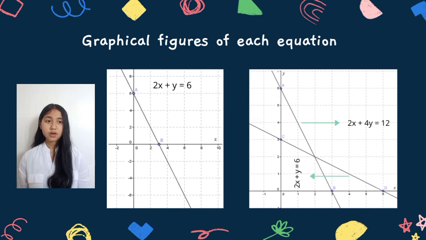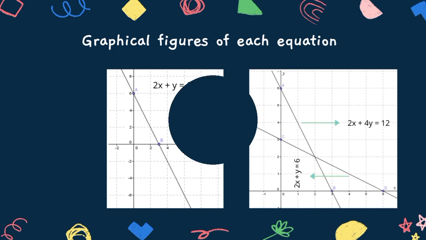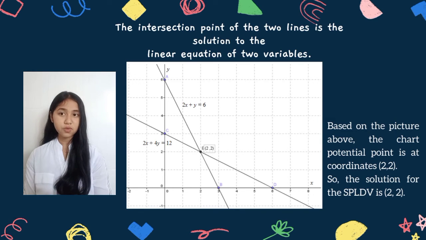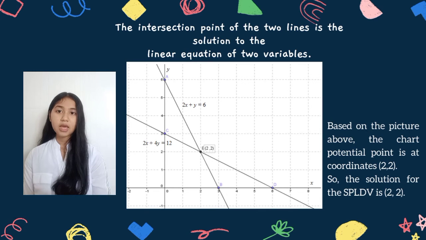In the second step, we draw a diagram with the Cartesian coordinates that we got earlier, which is the graph of each equation. The left side is the first equation, 2x plus y equal to 6, and the right side is the second equation, 2x plus 4y equal to 12. Okay, the last step is to find the intersection point of the two lines, which is the solution of the linear equation of two variables. Based on the picture above, the intersection point is at coordinates (2,2). So the solution for the SPLDV is (2,2).